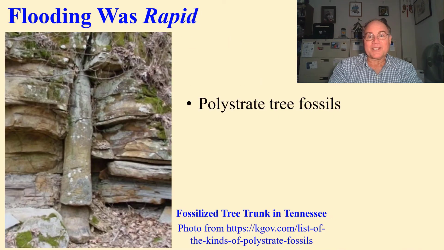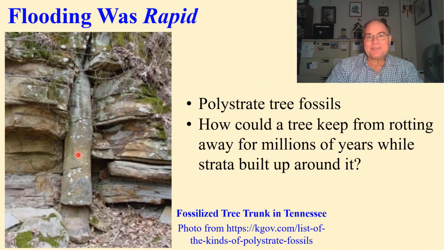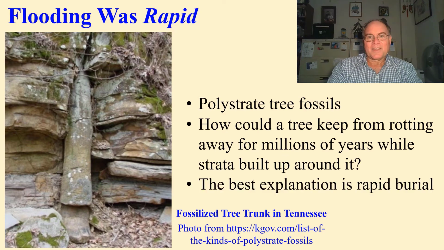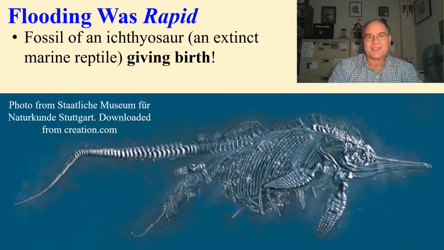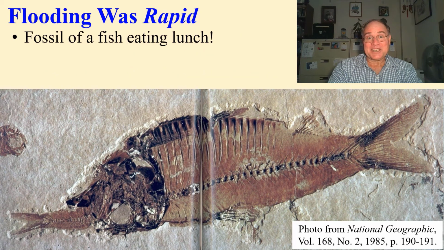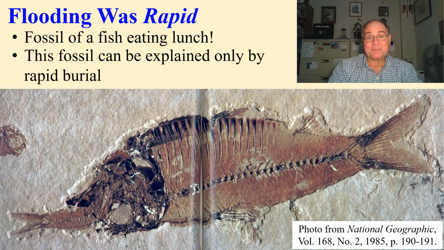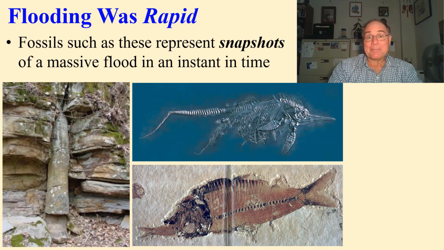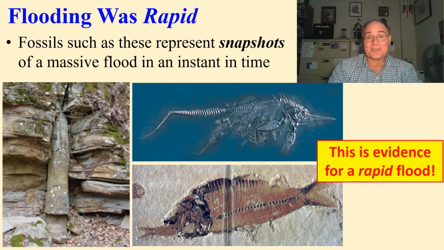We find polystrate tree fossils. How could a tree keep from decaying for millions of years while the strata built up around it? The best explanation is rapid burial. Here's an ichthyosaur fossil that was buried in the process of giving birth. Only rapid burial could yield this fossil. Here's a fossil of a fish eating his lunch. This can be explained only by rapid burial. Fossils like these represent snapshots of a massive flood in an instant in time. This is evidence for a rapid flood. You make a good point there.